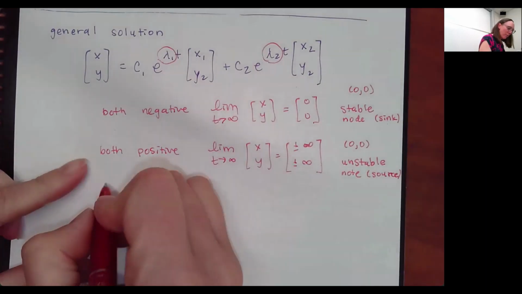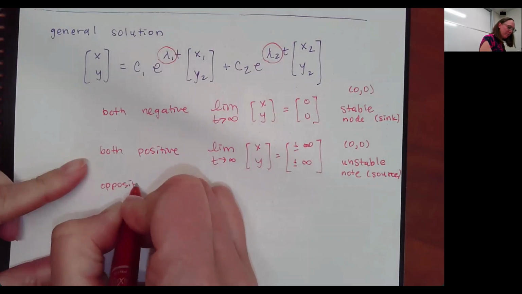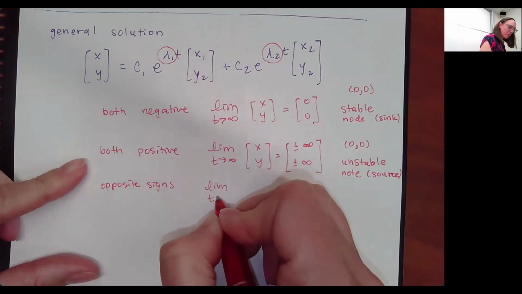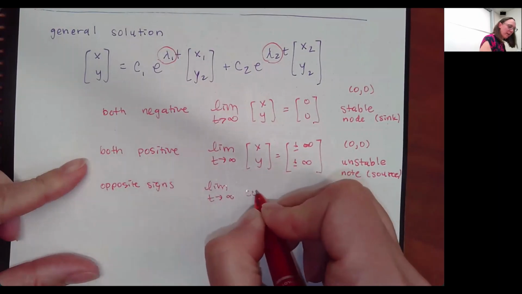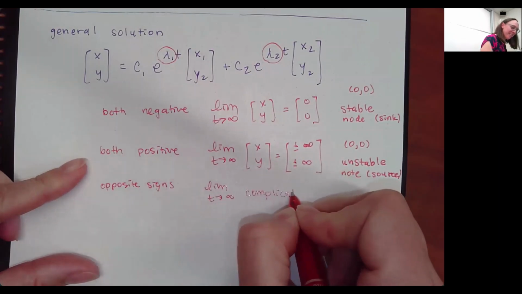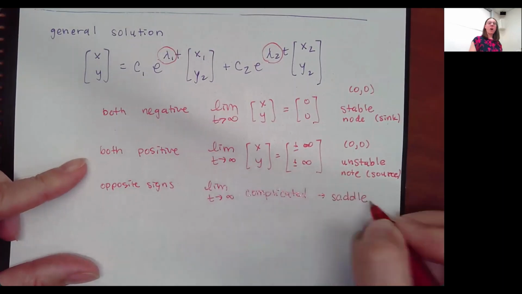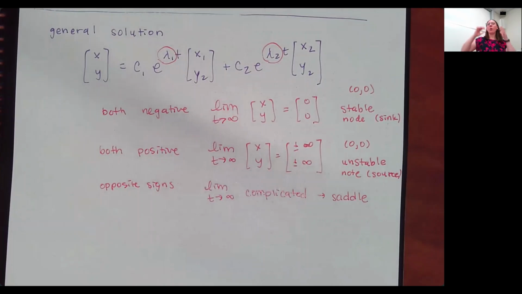And if I have one positive, one negative, so if they have opposite signs, then the limit as t approaches infinity is complicated. And we have a saddle. Now, other things we haven't talked about. What if our eigenvalues are complex? Right? So it's going to take us some time to kind of work through all of these scenarios.